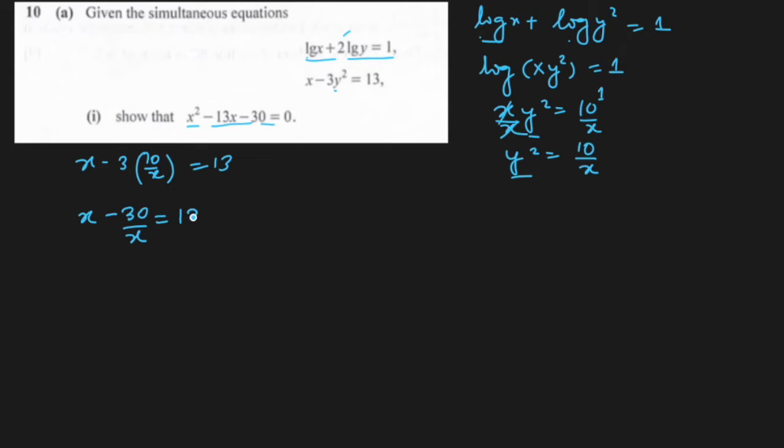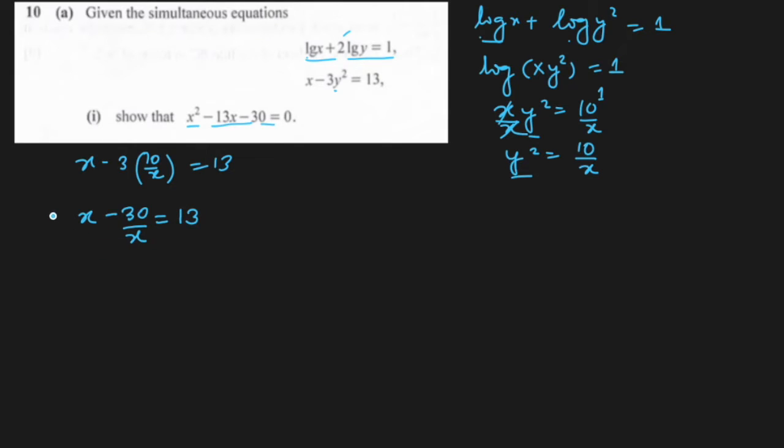We want the final equation in terms of x, that means y should be eliminated. So let's isolate y here: y square equals 10 over x. If I divide both sides by x, x goes to the denominator on the other side, y square. Now we can substitute this y square here. This equation will become x minus 3 times y square, which is 10 over x, equal to 13. So it becomes minus 30 over x equal to 13.